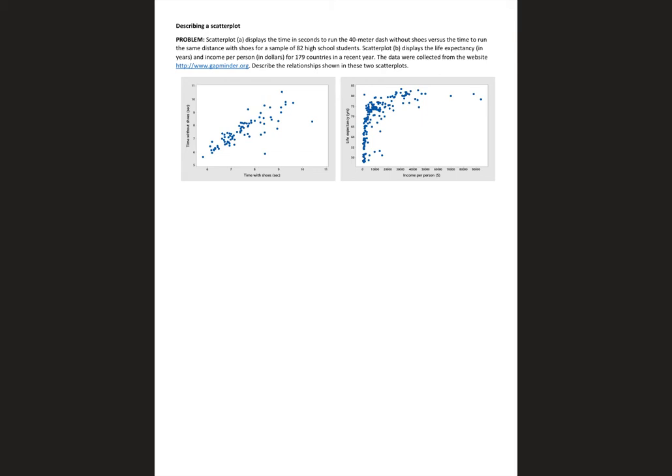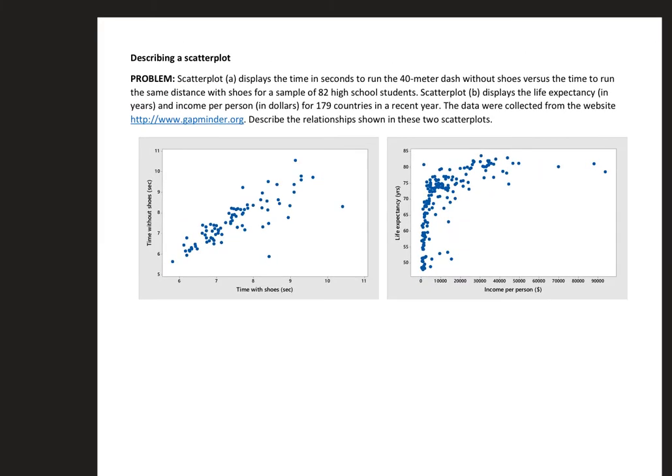It's just that SOX is used for graphs that are quantitative, but with one variable, one list of data, whereas DOFS is also quantitative, but it's working with two sets of data. And that's why we have the scatter plot, and you'll notice we have one variable on the x-axis, one on the y-axis. So we'll go here, and we're looking at two different things. First, scatterplot A displays the time in seconds to run a 40-meter dash without shoes versus the time to run it with shoes in 82 students.